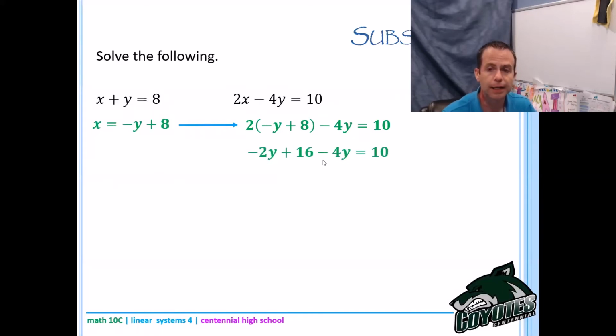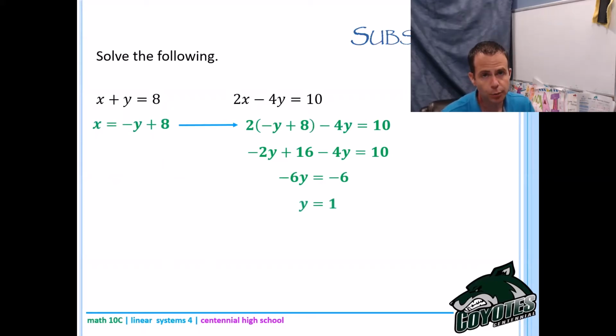Now I'll combine like terms, so I've got negative 2y and negative 4y, that will give me negative 6y, and then I'm gonna subtract 16 from both sides, so that gives me negative 6y equals negative 6. Okay, now to get y, I divide by negative 6, so y is 1.